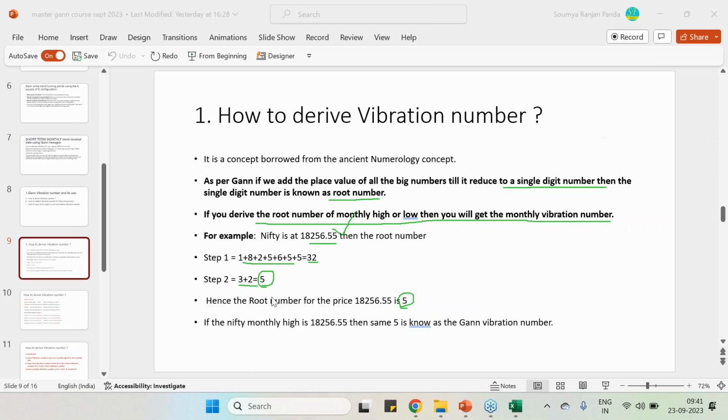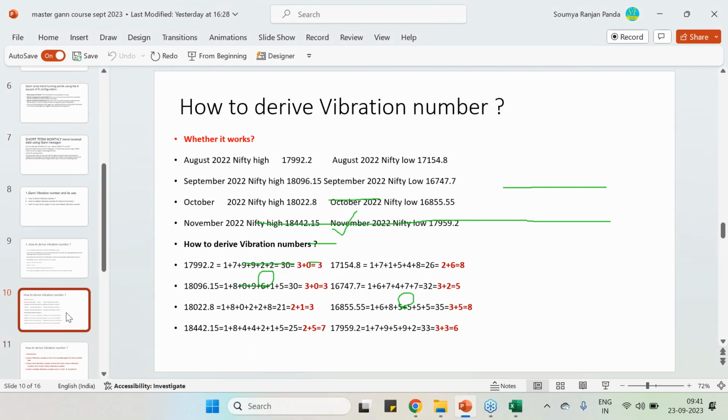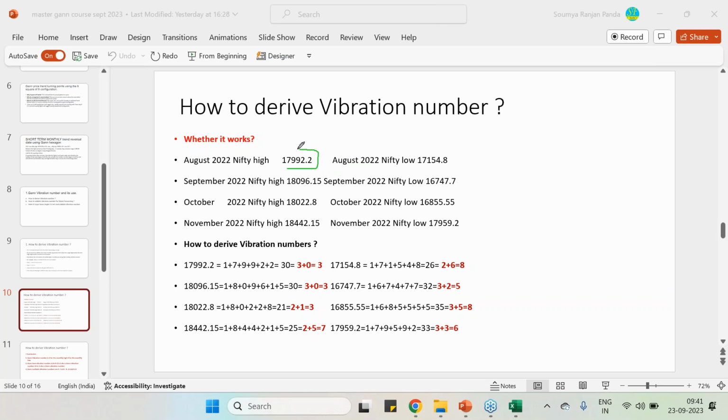Now you will get enormous numbers. Whether these vibration numbers are true or not, you also have to validate. You can see certain proofs here. I have given August 2022, and you can go for 2023 also. I have taken the Nifty. This month also I will show you what high happened and how it is related. The Nifty high in August is 17,992.2. The August low is 17,154.8. Monthly high and monthly low.